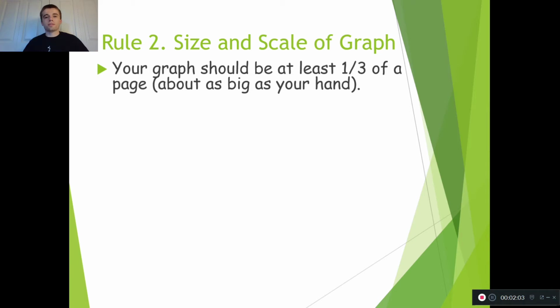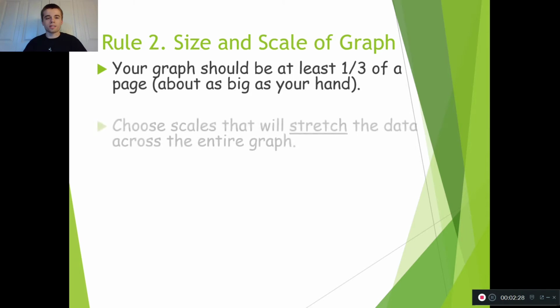So your graph in all of your labs needs to be at least 1/3 of a page. That's roughly the size of your hand, but that's the minimum size that your graph needs to be. It can be bigger. I actually like to make my graphs a full page, but at the very minimum, they need to be 1/3 of a page of paper. If you don't make them at least 1/3 of the piece of paper, we're going to be taking off some points because they weren't big enough. So make sure that your graphs are nice and big so that they're easy to read.